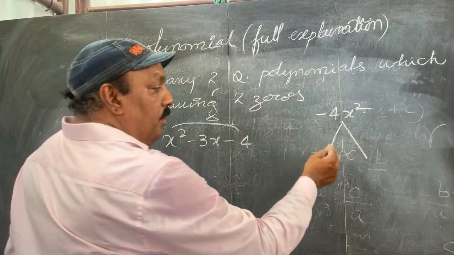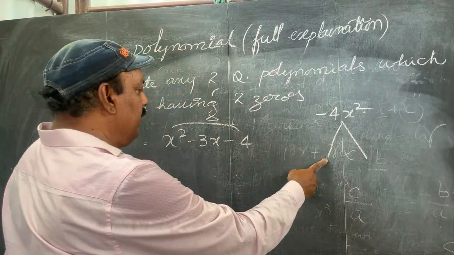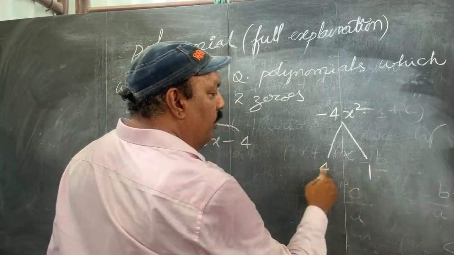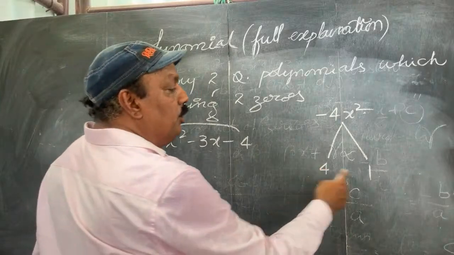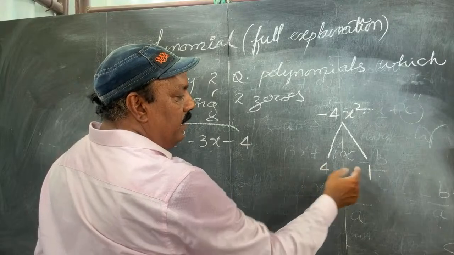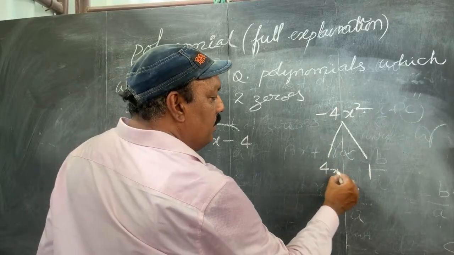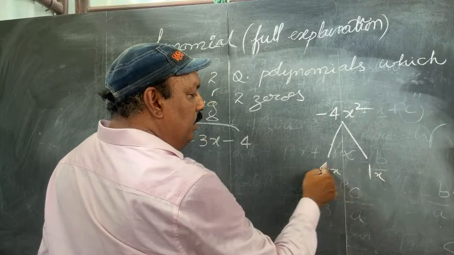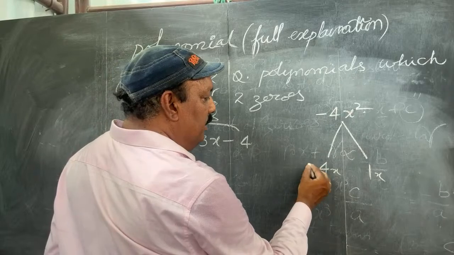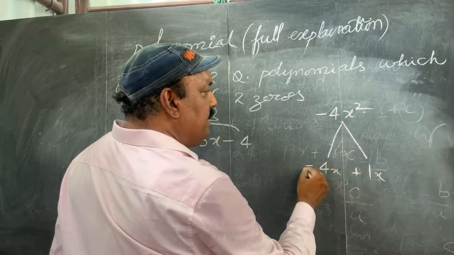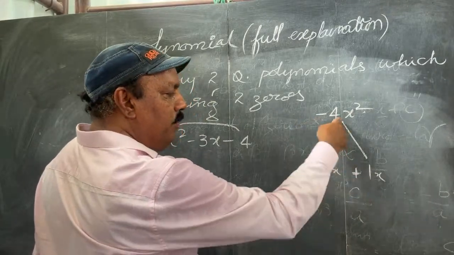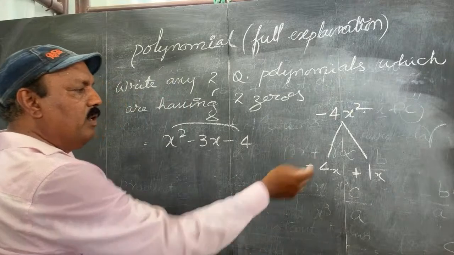What are the factors we are taking here? We are taking the factors of 4. Suppose 4 ones are 4, so that is a factor. 2 2s are 4, that is a factor. Suppose now I take 4 ones as the factors: 4x and 1x. 4 into 1 is 4, x into x is x square, so I got 4x square. If this is minus, this is plus. Plus into minus is minus. So we got the factors.